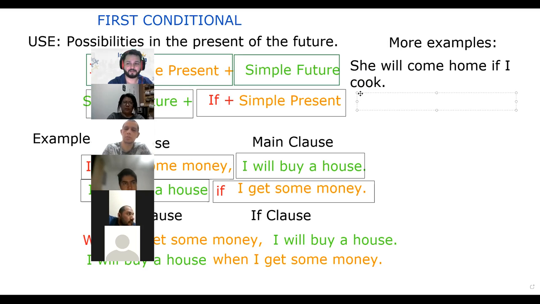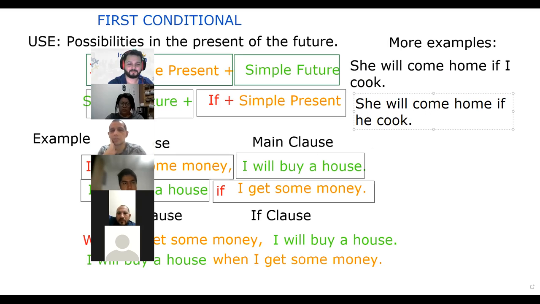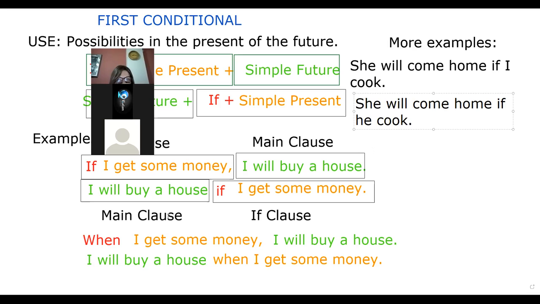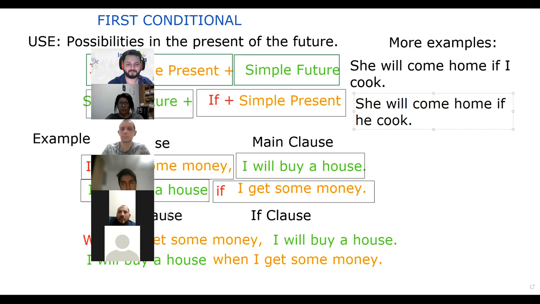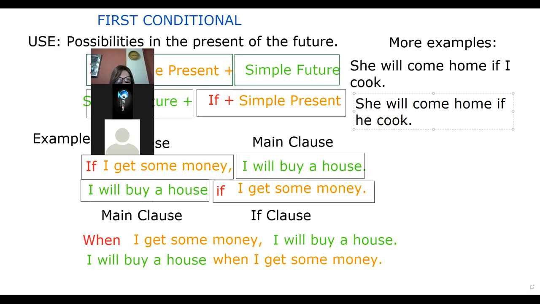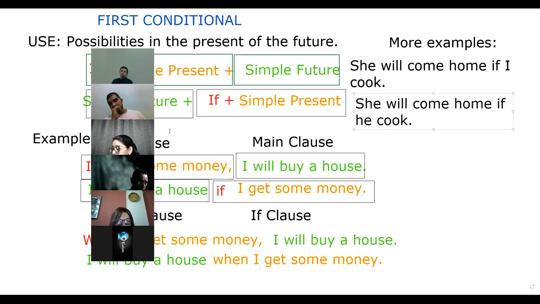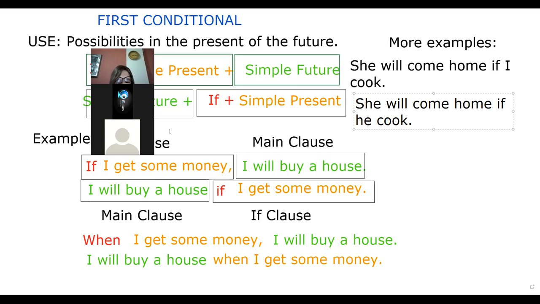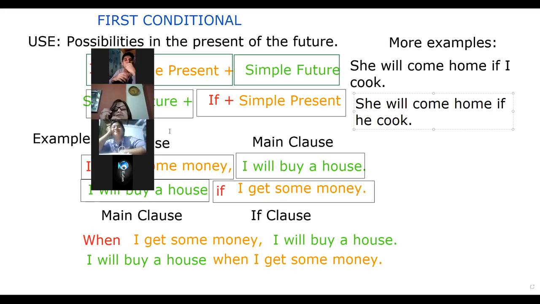Now, would this be correct? She will come home if he cook. Is this correct? Raise your hand, guys, if you think that this is correct. No? All right. Si no me levanta la mano y me está diciendo que está incorrecto, te voy a preguntar. I'm gonna ask the last person to turn on the camera. Le voy a preguntar a la última persona que encienda su cámara ahorita. You got 3 seconds to turn on your camera. There you go. So Rodrigo, Jose, and Tatiana are the last ones. All right. So Rodrigo.